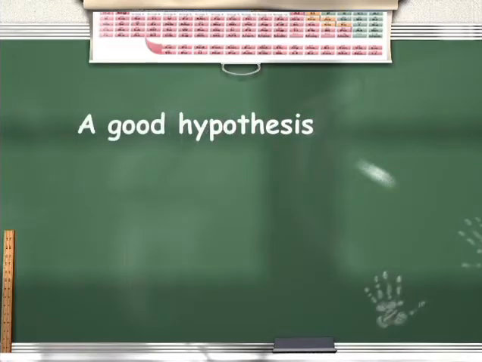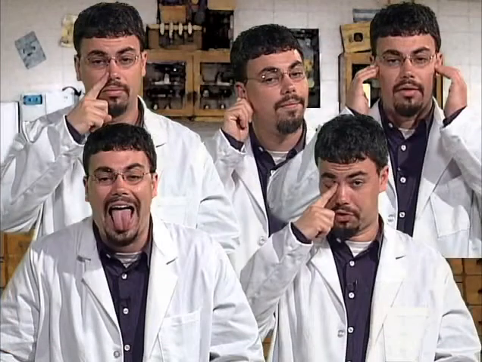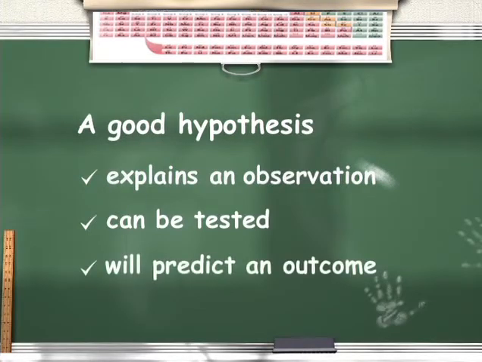A good hypothesis does 3 things for the scientist. It explains an observation. Remember, an observation is any information gathered using any of your 5 senses with the help of lab instruments. A good hypothesis can be tested. This testing can be performed in many ways in or outside of a laboratory setting. Finally, a good hypothesis will predict the outcome of an experiment. Hypotheses are often discarded when the outcome of an experiment testing the hypothesis is different from what it predicts. And that's okay, because the scientist has learned something from the test.